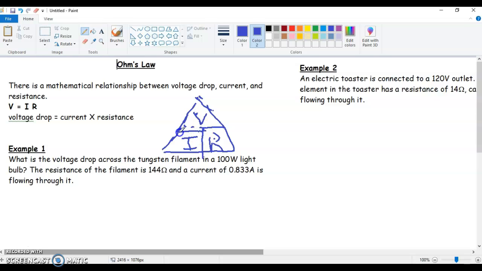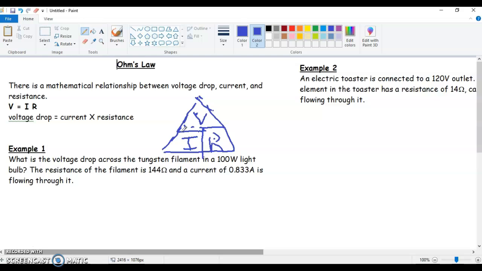Now, if you think about this mathematically, V equals I times R. So if we need to solve for V, we're going to cover up V. I and R are next to each other. That implies multiplying. If we need to find I, which is the current, you're going to cover up I, and you now have V over R, which implies division. And if you need to solve for resistance, cover it up. V over I implies division again, V divided by I.